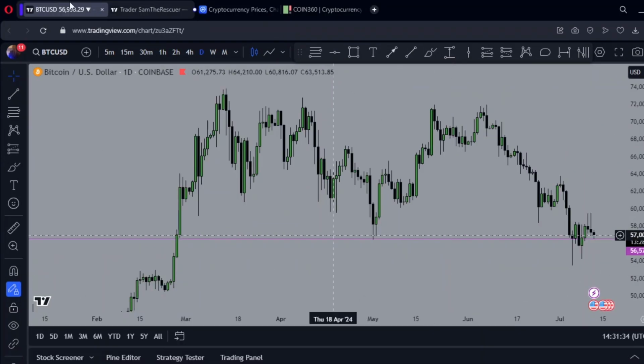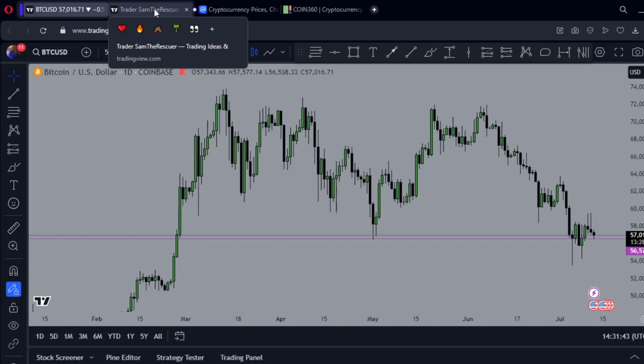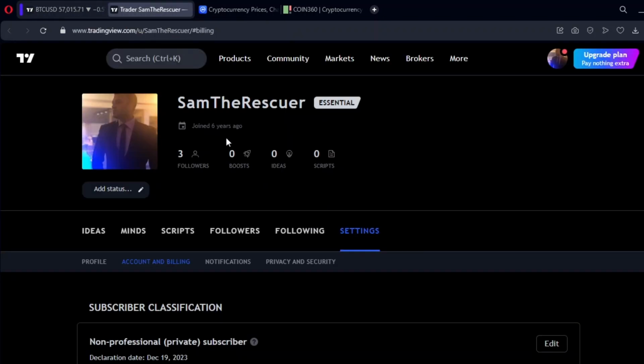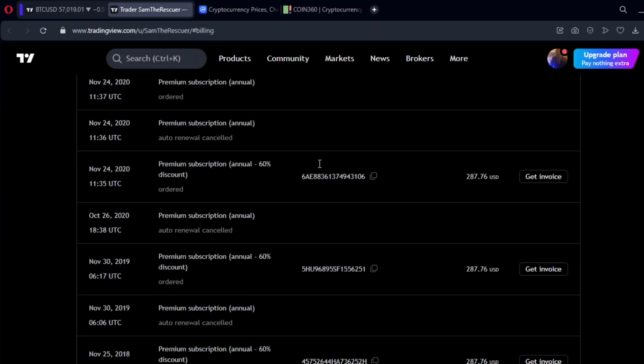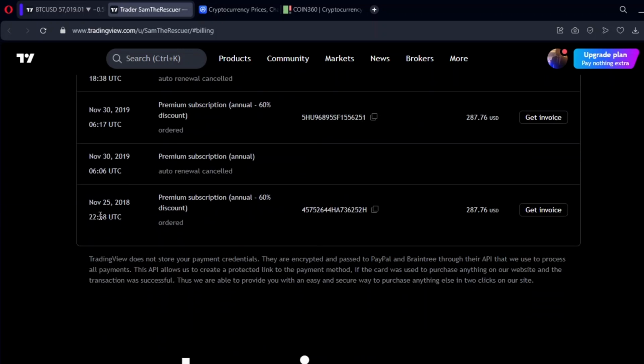Yeah, so this is my TradingView, and I've got my account. This is a membership account, and you guys can get a free account as well. I've been a member since November 25th, 2018. Yeah, I took the premium. I was like crazy, and I didn't actually use that much.